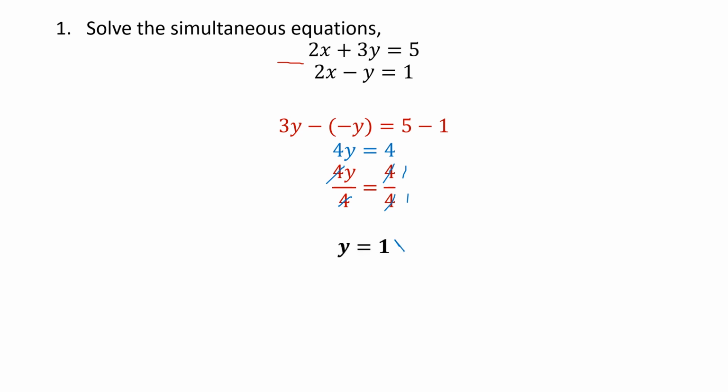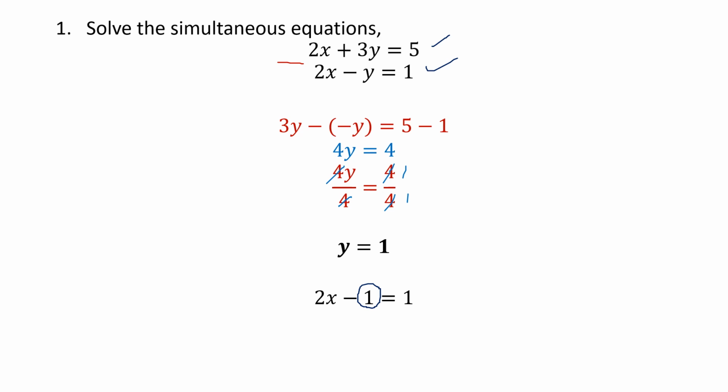Now, having this value of y, we can use it to find the corresponding value of x. Let's substitute this value of y into any of the equations, either equation 1 or equation 2. Right, let's substitute this in equation 2, where we have 2x minus y. Instead of writing y, we are now writing 1 for y, because y is 1.